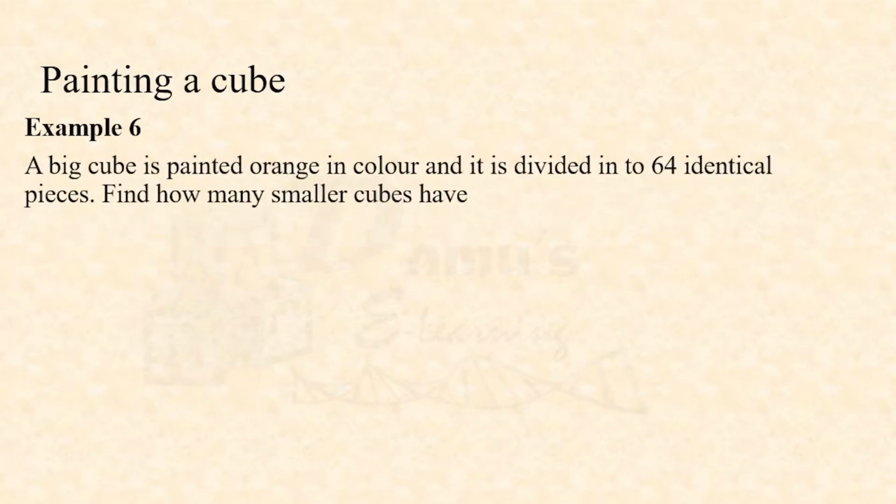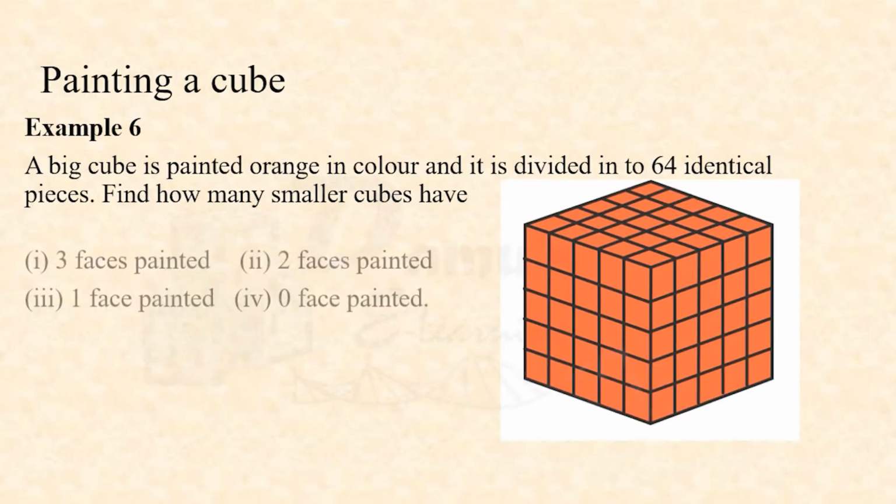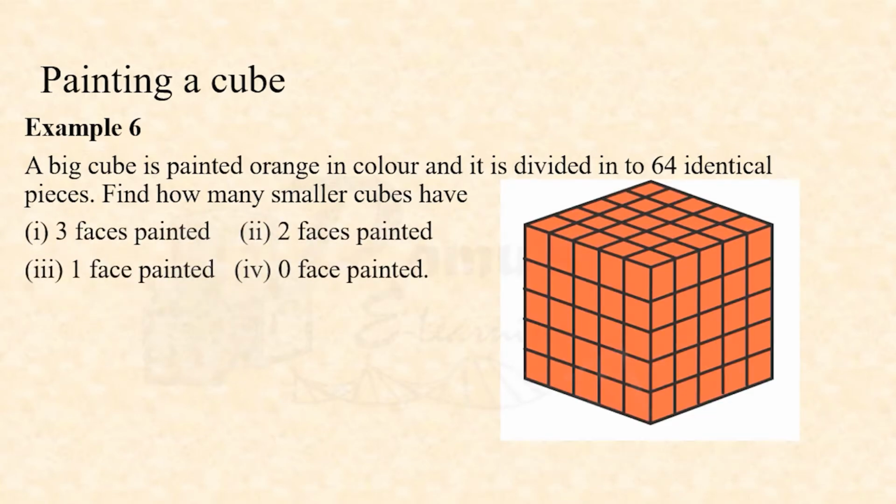A big cube is painted orange in color and it is divided into 64 identical pieces. Find how many small cubes will have 3 faces painted orange, 2 faces painted orange, 1 face painted orange, 0 faces painted orange.